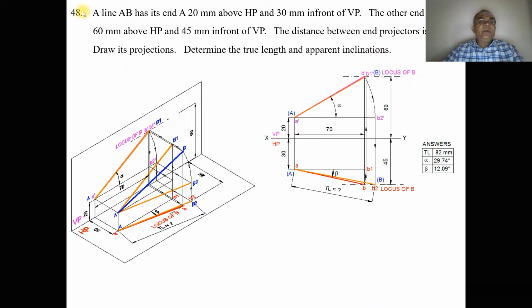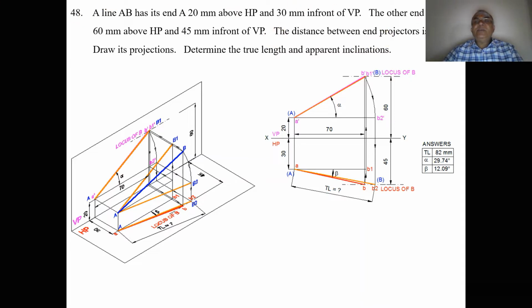So here we will analyze this problem and how to solve it by using manual drawing, and I'm going to explain the procedure for doing it in manual drawing. A line AB, which is as for the true length, has its end A 20 mm above HP and 30 mm in front of VP. He has given the end A, and the other end B is 60 mm above HP and 45 mm in front of VP. So he has also given the locus of B in both the front view and the top view. Above HP gives the locus of B in the front view, and 45 mm in front of VP gives the locus of B in the top view.